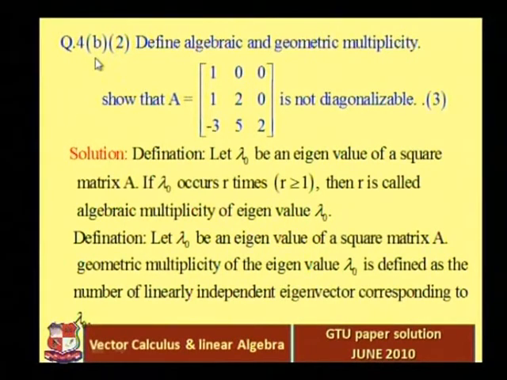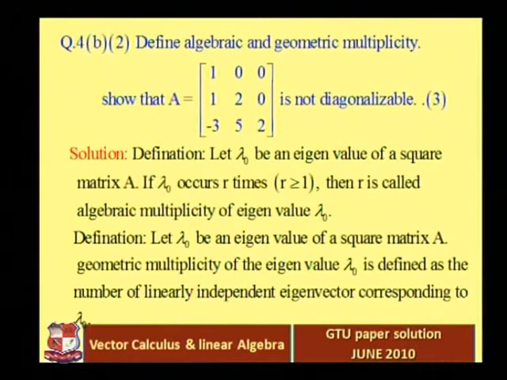Question 4b, second part. Define algebraic and geometric multiplicity and show that A = [[1, 0, 0], [1, 2, 0], [-3, 5, 2]] is not diagonalizable. This question was asked for 3 marks. Here is the definition. Just try to understand the definition carefully.